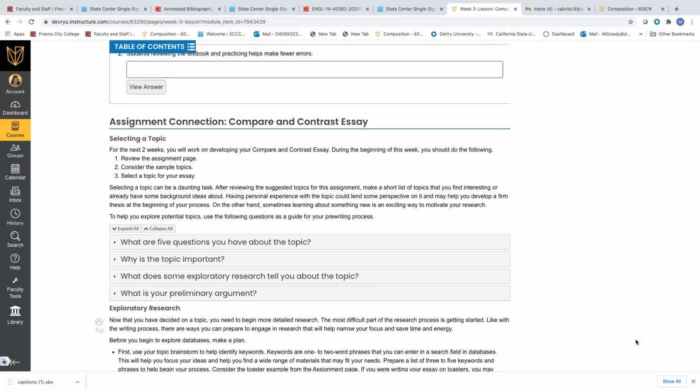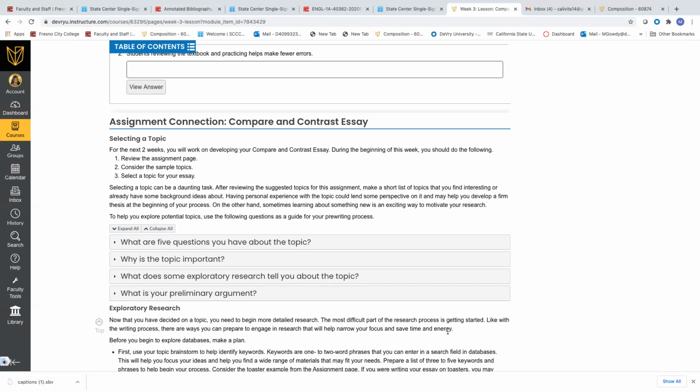Now, selecting the topic can be a daunting task. So after reviewing the suggested topics for this assignment, make a short list of topics that you find interesting or already have some background or ideas about. Having personal knowledge of the topic could give you more to develop your thesis and begin the writing process, because you are familiar with it and your thoughts will start to flow. On the other hand, sometimes learning about something new is just as exciting, and it will motivate you for your research. So help explore potential topics by using the following questions as a guide for your pre-writing process.